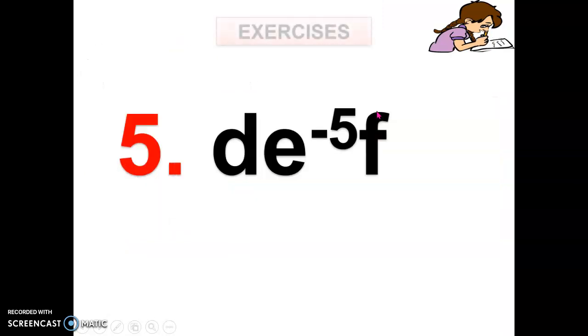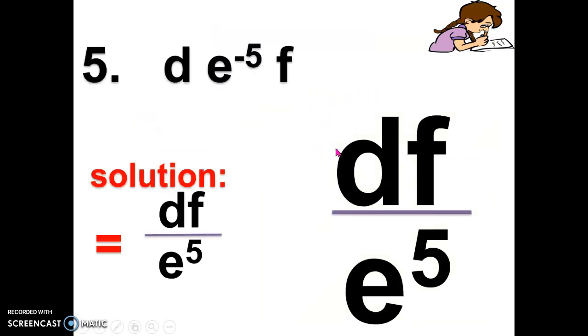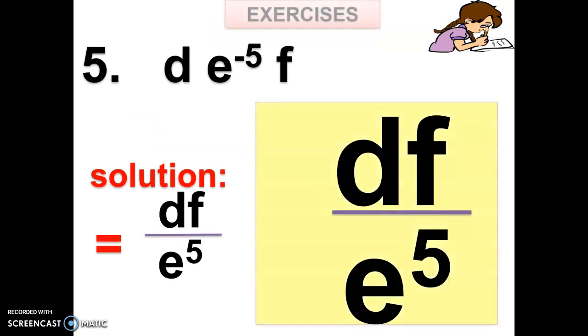Okay? 5. Ayan, almost the same. So, d e raised to negative 5, f. So, ang gagalawin lang natin is e raised to negative 5. So, reciprocal ulit tayo. Para maging positive si e raised to negative 5, we're going to make it as our denominator. Remain si d f sa ating numerator.